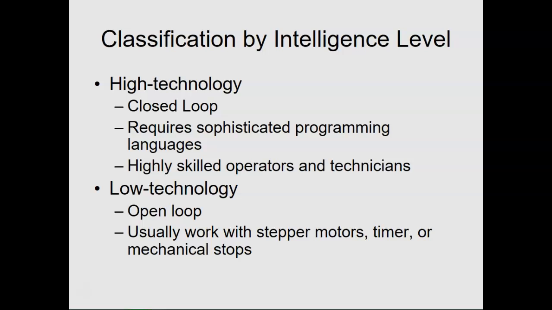What's the difference between open loop and closed loop, guys? Open loop has no feedback, closed loop has feedback. So it's either got sensors of some sort, it's got servo motors, it's got some way it is getting information about the environment around it. Okay? Low technology usually works with stepper motors, timers, or mechanical stops in order to get its motions correct.